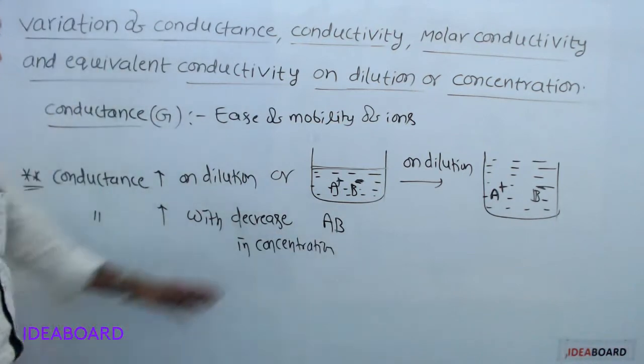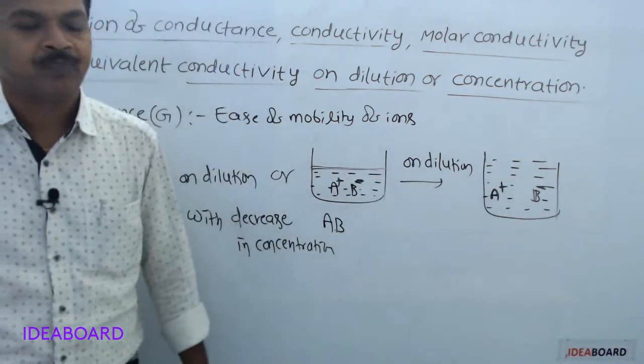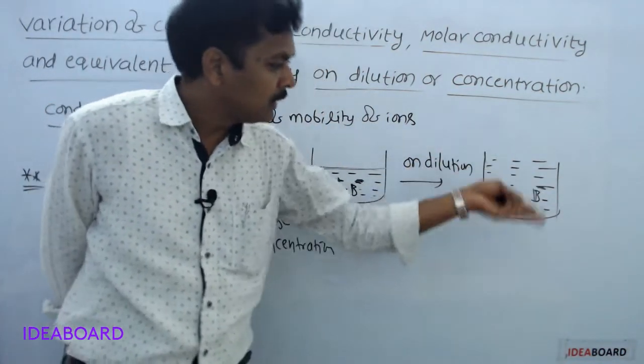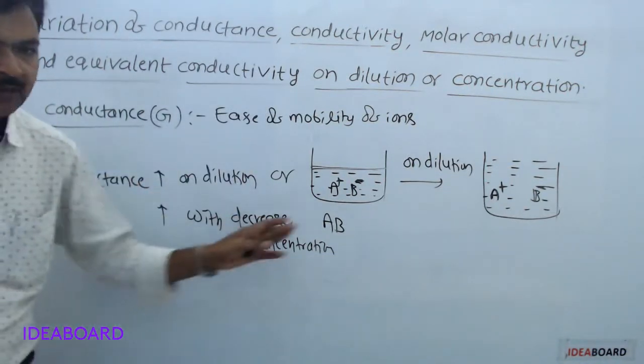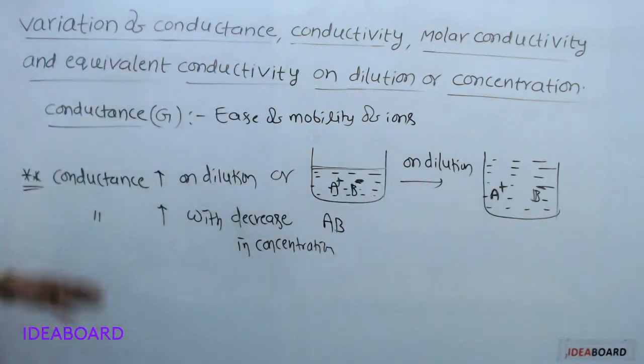We know that on dilution, the concentration of the electrolytic solution decreases. So conductance increases on dilution, or conductance increases with a decrease in concentration. Dilution increase means concentration decreases. So this is the variation of conductance on dilution.